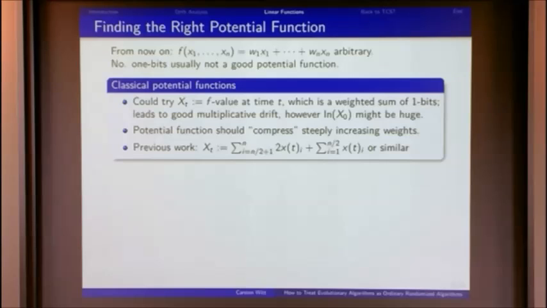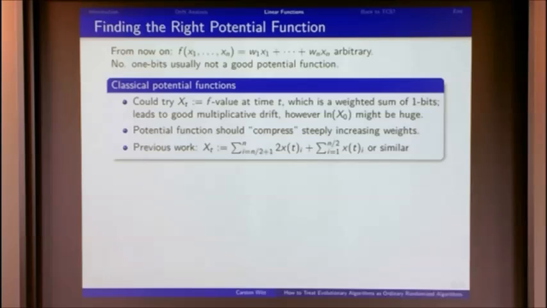So the potential function should not be as extreme as binary value. If the weights of this function are steeply increasing, then it should compress the weights a little bit. And what was done already by Droste, Jansen, and Wegener, they came up with a potential function that looked like this. The heavy half of the bits got a weight of 2. The light half got a weight of 1. In this way, we somehow favor in the distance function the heavy bits, the bits with a high coefficient.